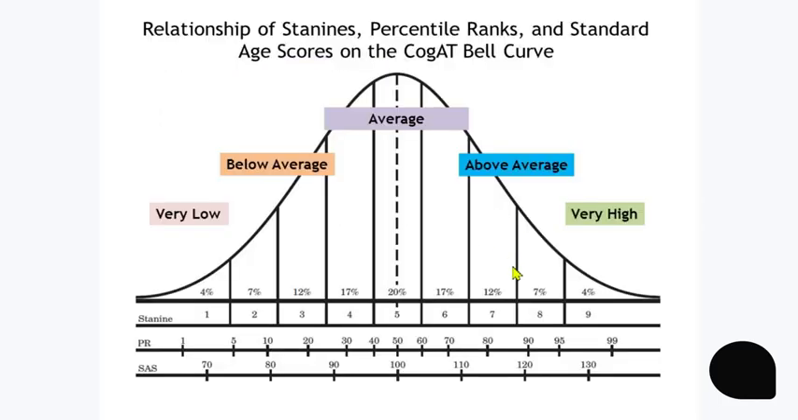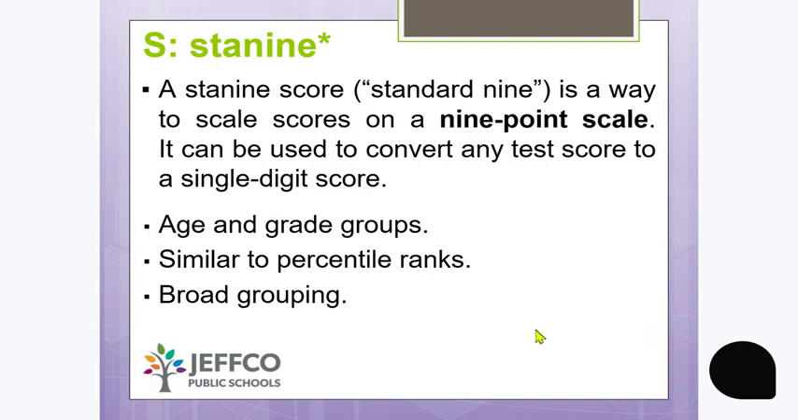So when we think of stanine scales, we need to think of the bell curve. A stanine score is a way to scale scores in a 9-point scale. It can be used to convert any test score to a single-digit score, which makes the data easier to understand and be used by educators. We look at a stanine score for an overall profile. We look at it in the age and the grade groups. We look at percentile ranks, and we use it for broad grouping.